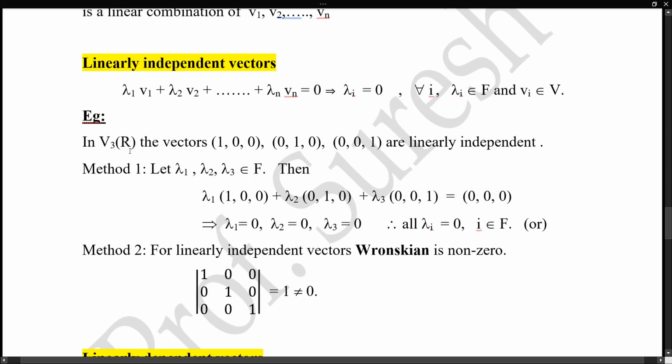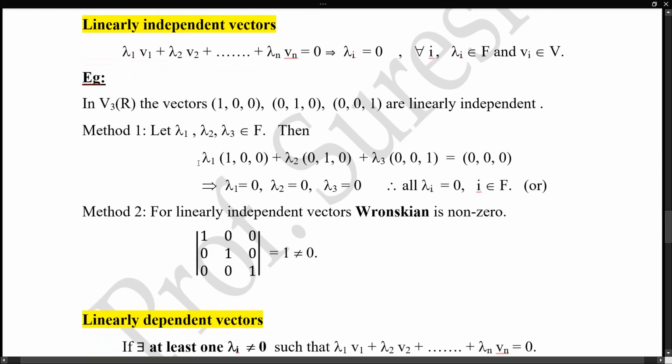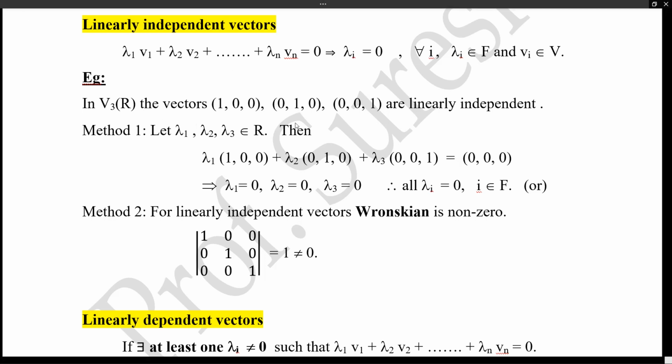Example: V3 of R, meaning R3 is a vector space over R. These three vectors (1, 0, 0), (0, 1, 0), (0, 0, 1) are linearly independent. So with method 1, I can check like this. I take the three vectors, considering the field as R, because we are taking R only. Then the linear combination of these vectors: instead of v1, v2, v3, put these. So lambda 1 into v1 plus lambda 2 into v2 plus lambda 3 into v3 equals the 0 vector. Here the 0 vector means from R3, so that's why we put (0, 0, 0).